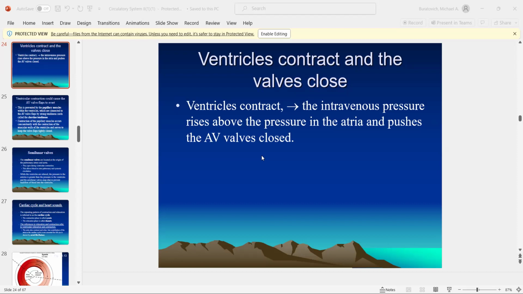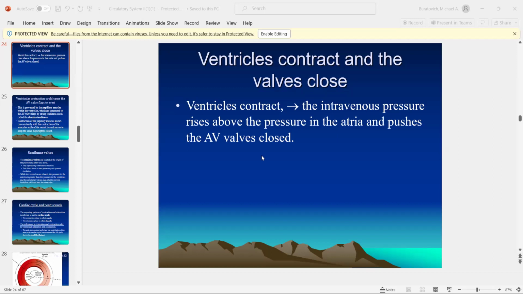Relaxation of the ventricles while the atria are filling eventually causes the atrial pressure to exceed that of the ventricles. The AV valves will open, blood will transfer, and then the last 20% of the blood will be pushed into the ventricles by atrial contraction. Ventricular contraction raises the pressure in the ventricle. That will cause the semilunar valves to open. The AV valves will be shut.